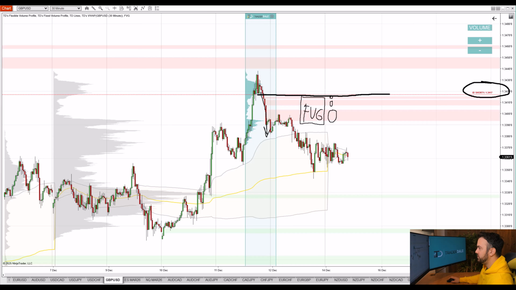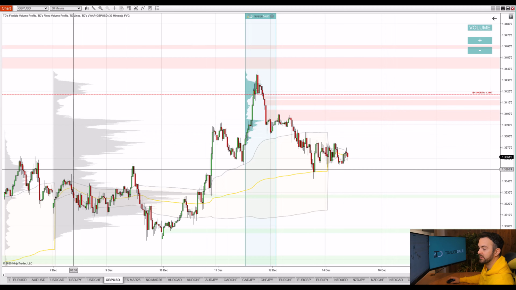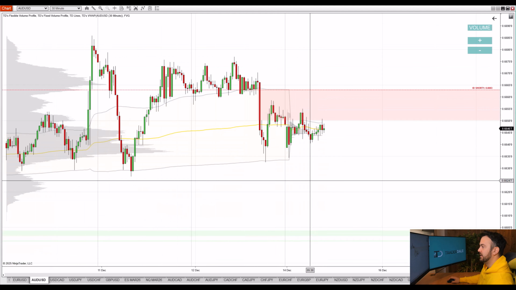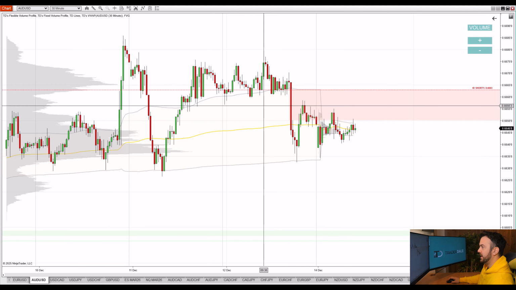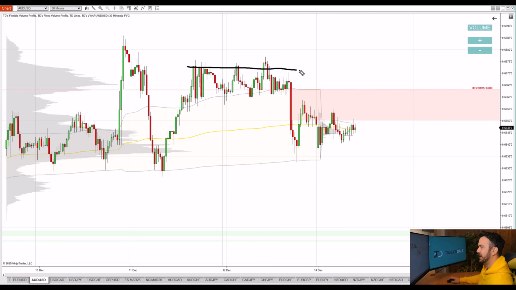So yeah, that's for the short level on the British pound, and let me now show you what I have on the Australian dollar, US dollar. So in here we have a setup which I call the volume accumulation setup. For this setup, you first need to see a rotation.